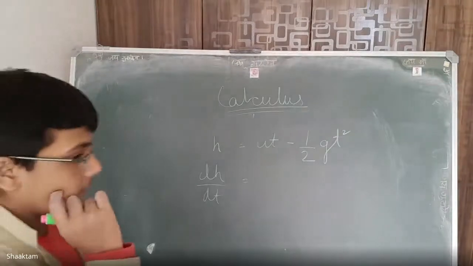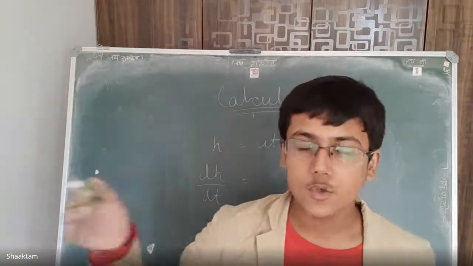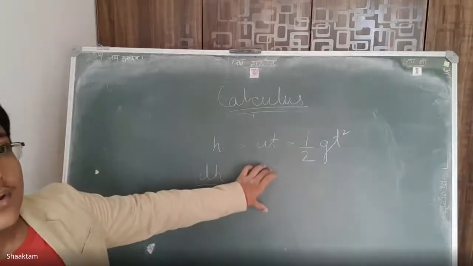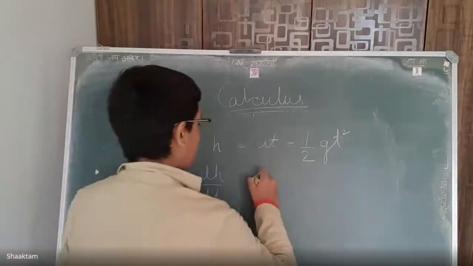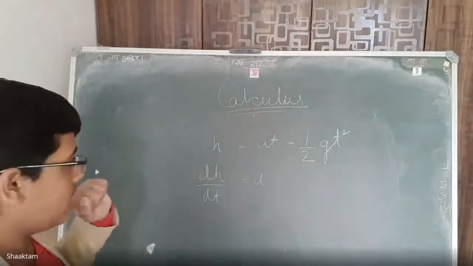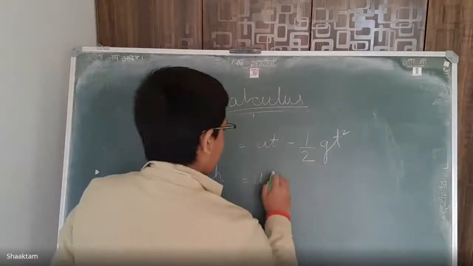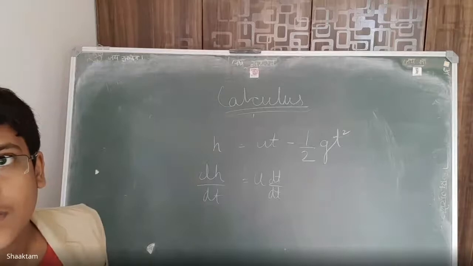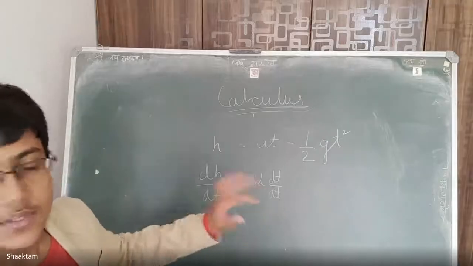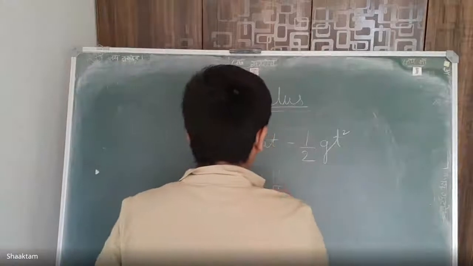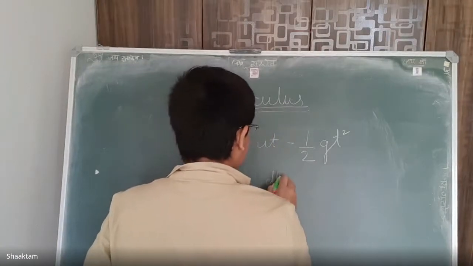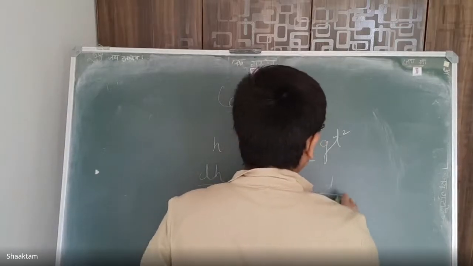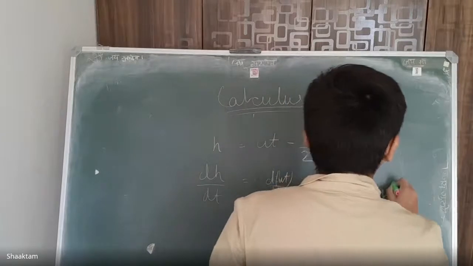So we know the d by dx of u plus v is du by dx plus dv by dx. So this case will be u. U is a constant. So I'm getting u out for the first term. Looking at ut, u into dt by dt, because u is constant. See, you're actually finding out basically d of ut by dt minus d by dt of half of gt square.